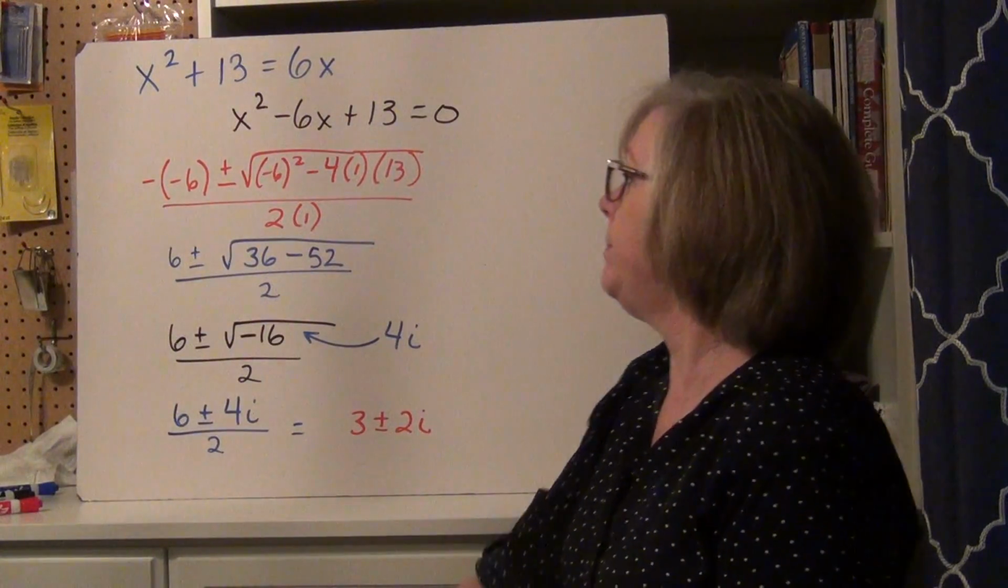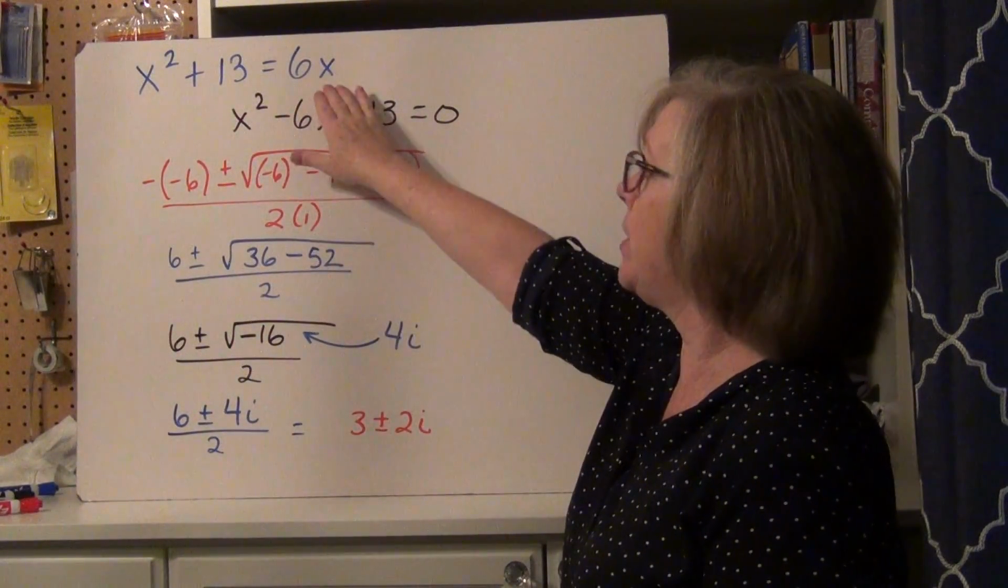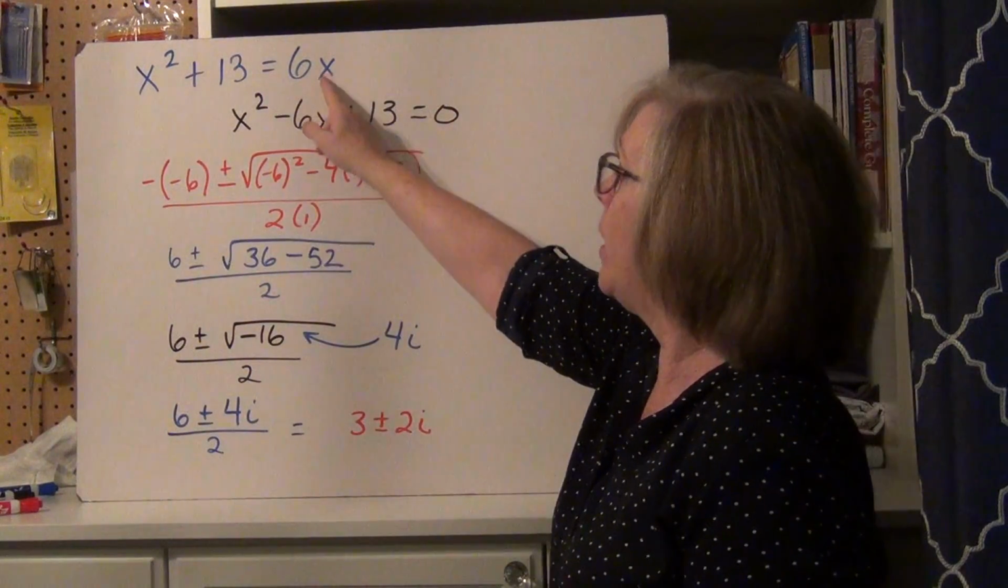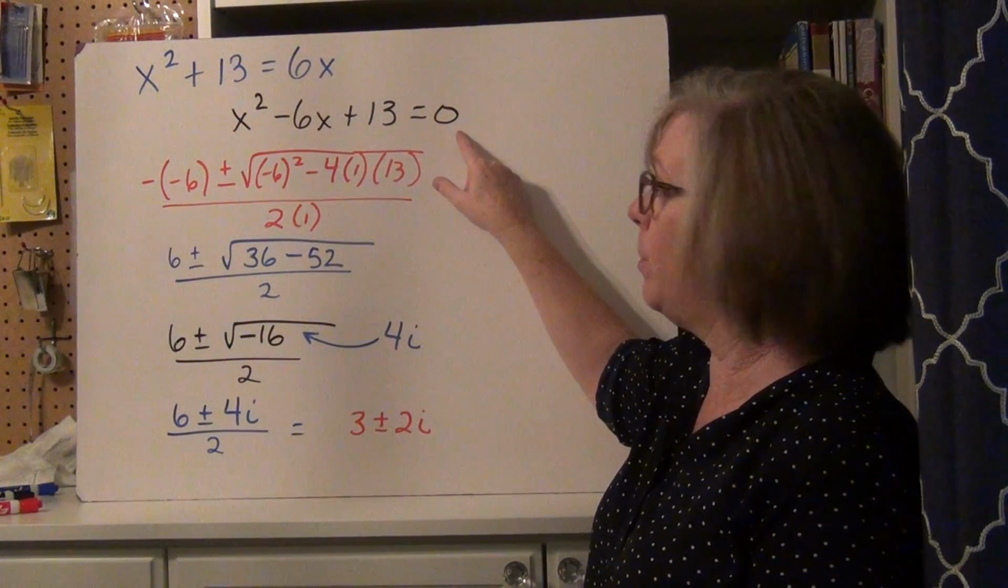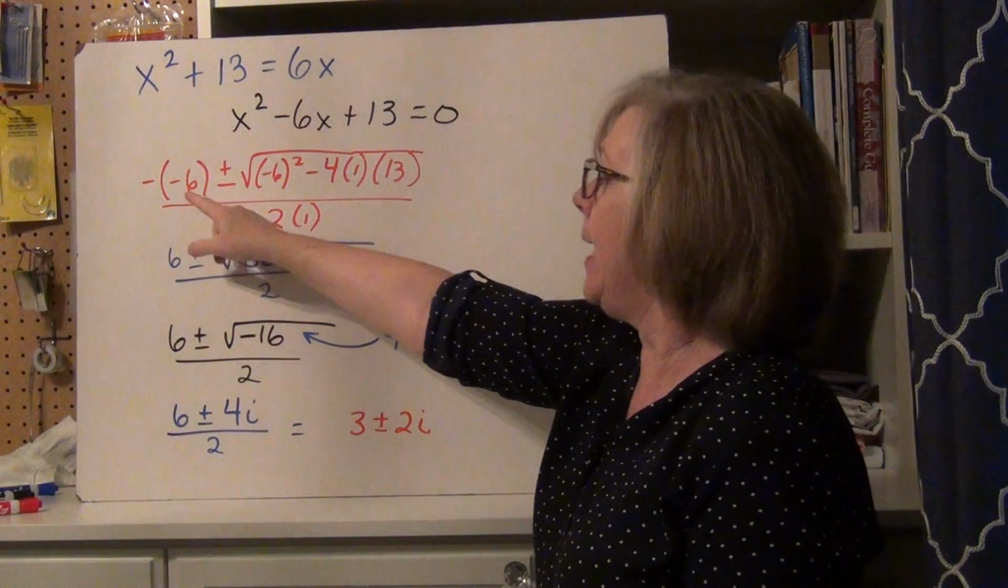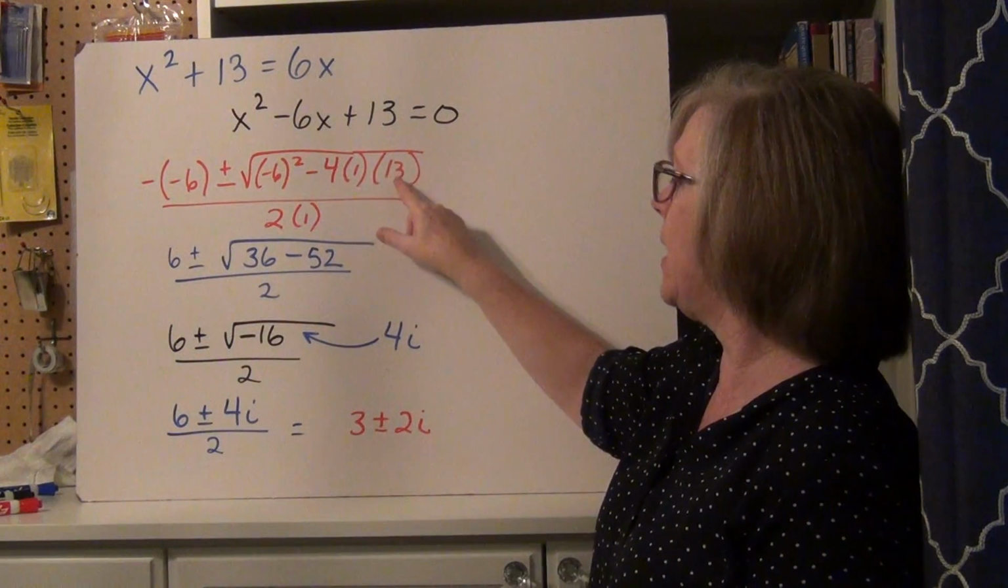Let's look at another one. x squared plus 13 equals 6x. Well, the first thing I notice is it's not in standard form. So I subtract over the 6x, and now I'm in standard form, and I'm ready to apply my numbers. Negative b plus or minus the square root of b squared minus 4 times a times c.